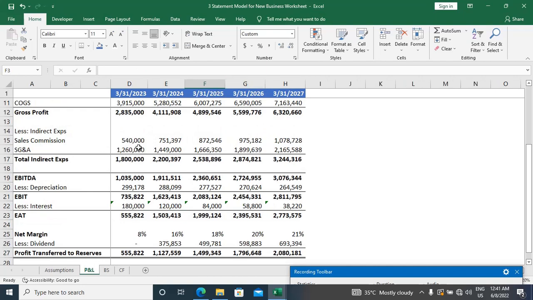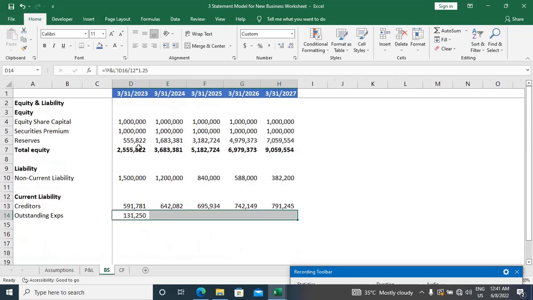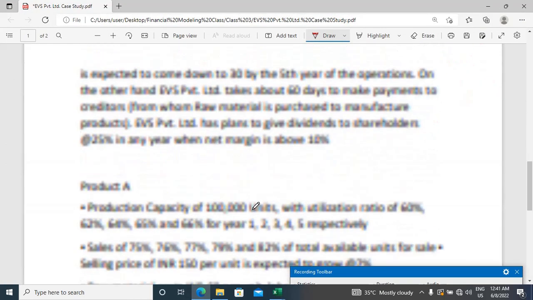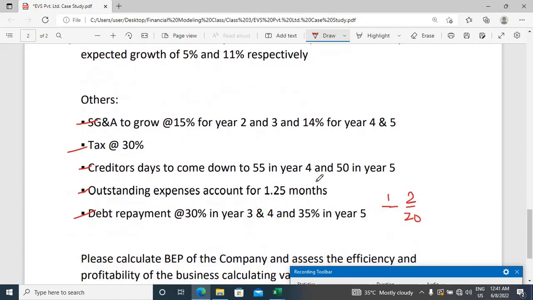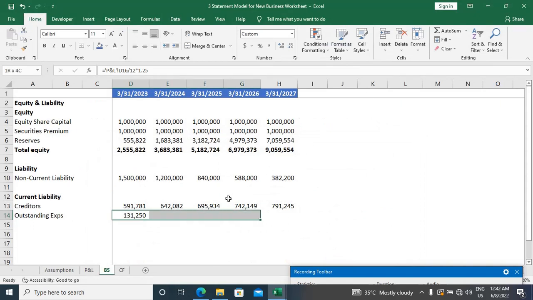12 lakh 60 it was. 12 lakh 60 it was. This is what we did, we took this thing 12 lakh 60,000 divided by 12 into 1.25 months, right? It was of 1.25 months, so we just took it. So outstanding expenses, then what else is left now? Outstanding expenses we got it.